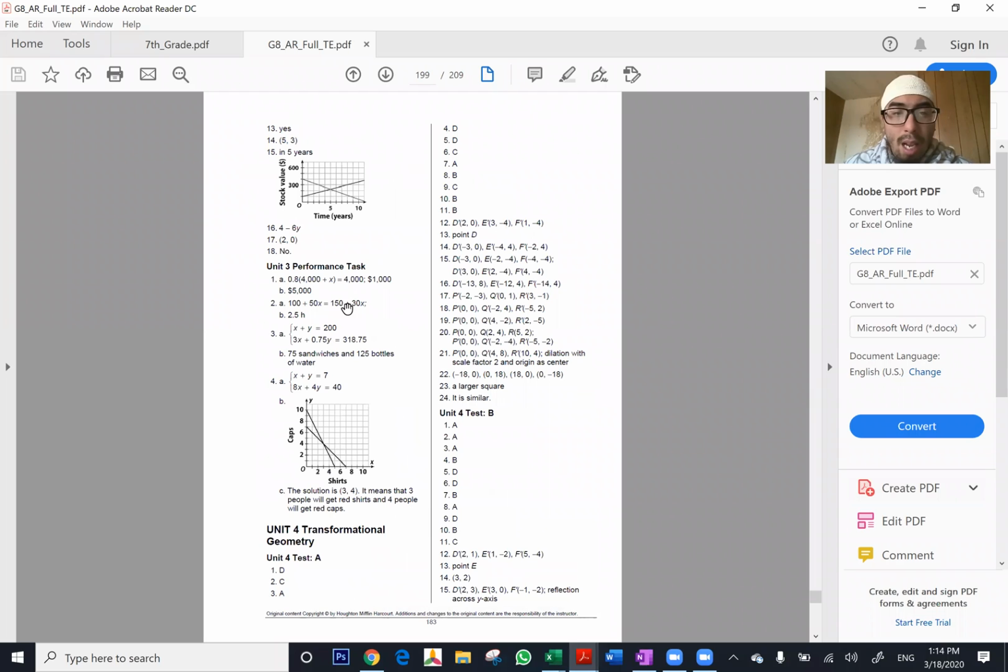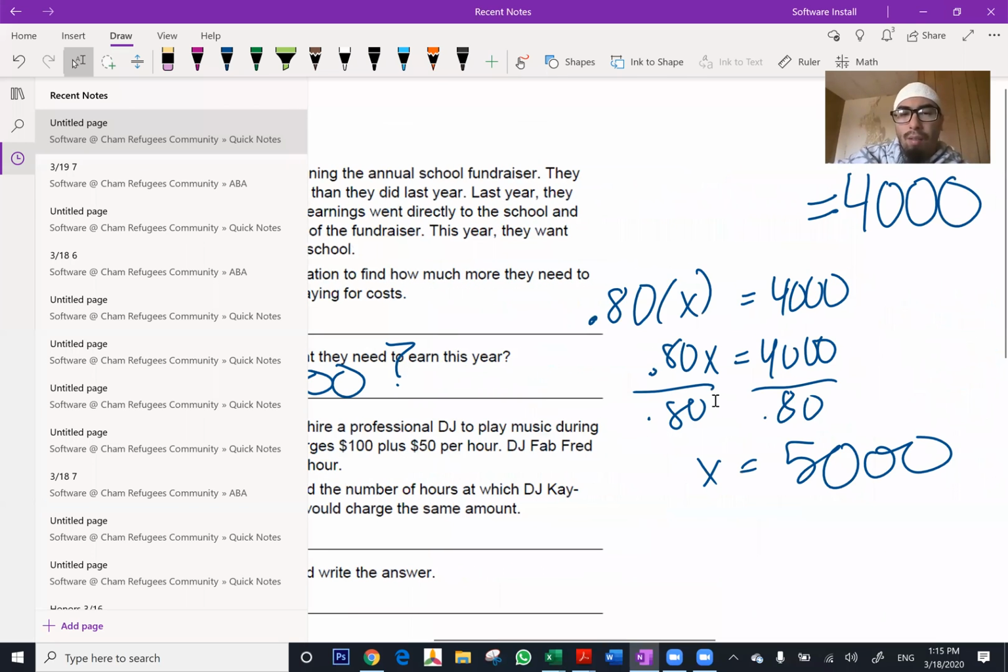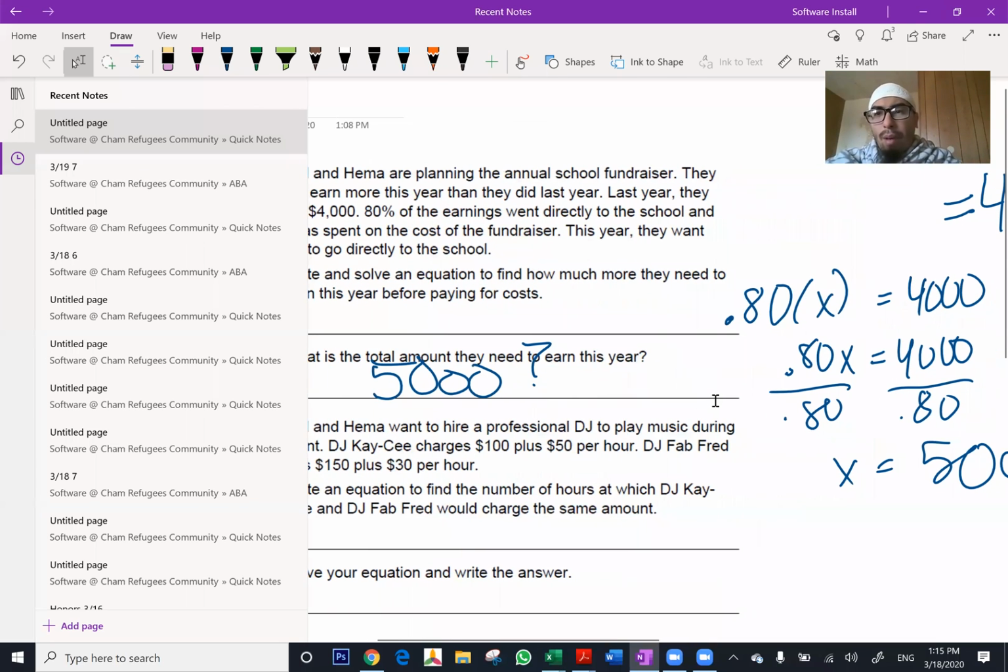This is the performance task. It says 4,000 times that equals 4,000. Oh, that's my equation and solved it. Equals $1,000. I don't know. I mean, that's exactly what I had. I did it a different way. So if you guys write this down, you guys are fine, right? My way, like I said.